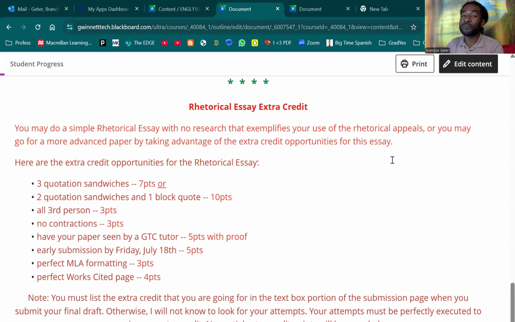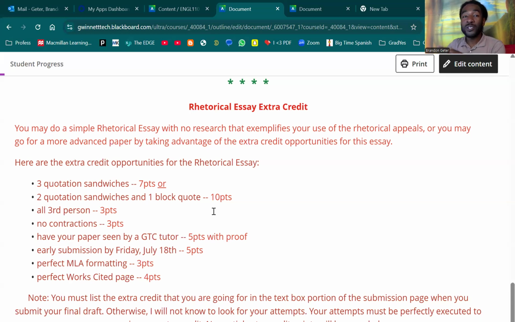Show that you can do them and make up those points for the trash ones that you turned in from the critical essay. So if you turn in a rhetorical essay and you include 3 quotation sandwiches, these have to be perfect. You get 7 extra credit points. You can do 3 quotation sandwiches, or you can do 2 quotation sandwiches and a block quote for 10 points, 10 extra credit points. That's a whole letter grade worth of extra credit points.